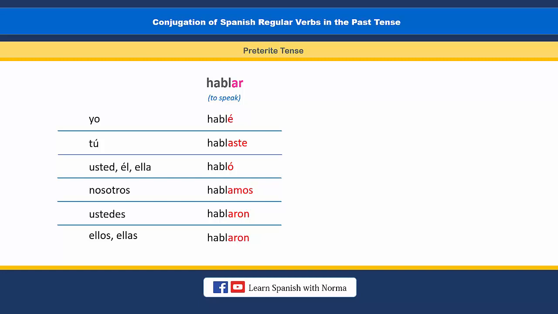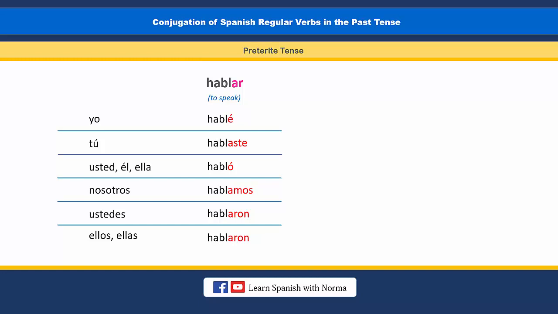Yo hablé. Tú hablaste. Usted, él, ella, habló. Nosotros hablamos. Ustedes hablaron. Ellos, ellas hablaron.